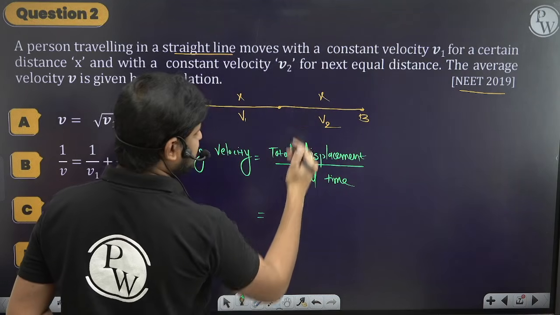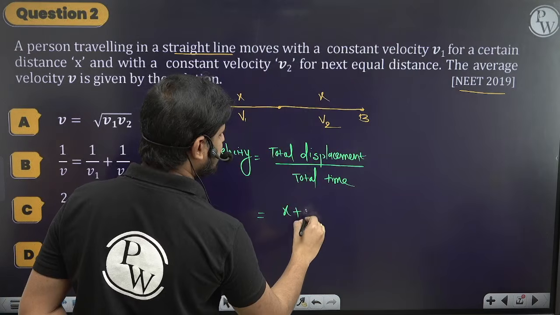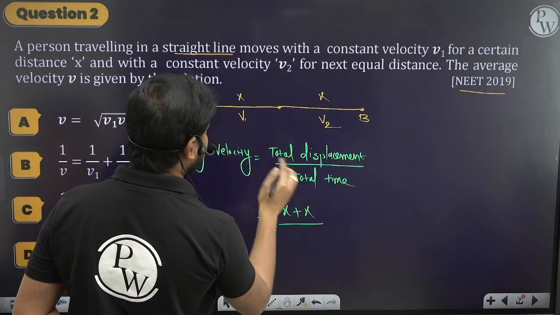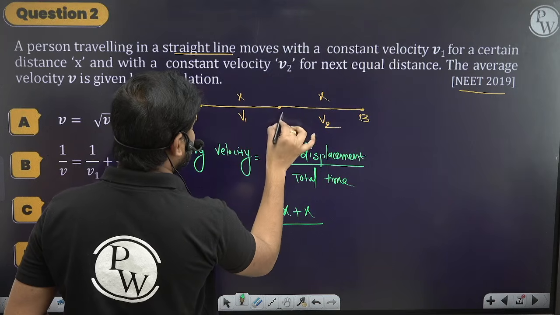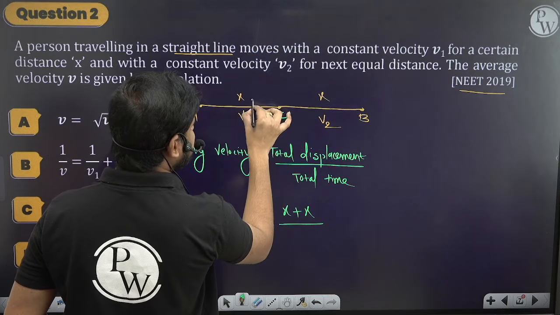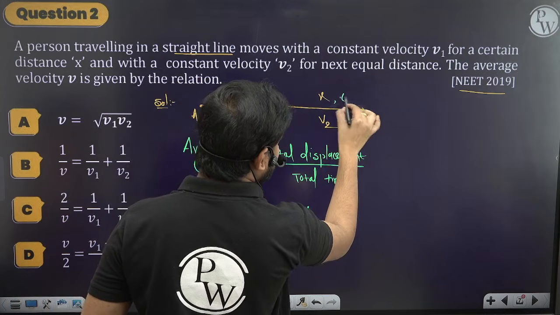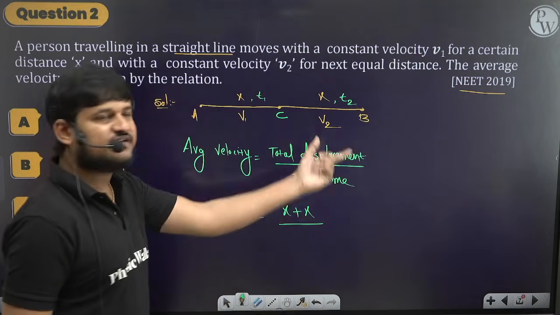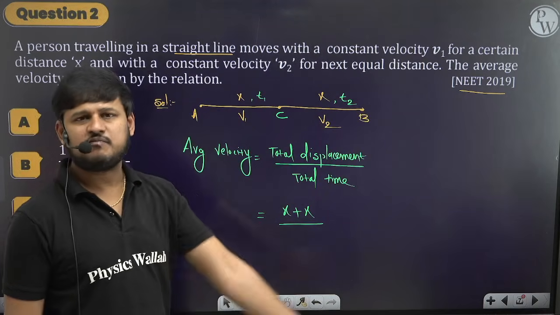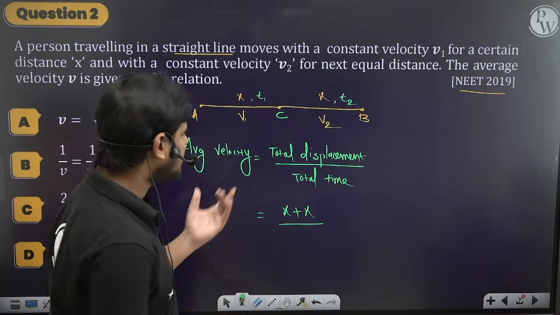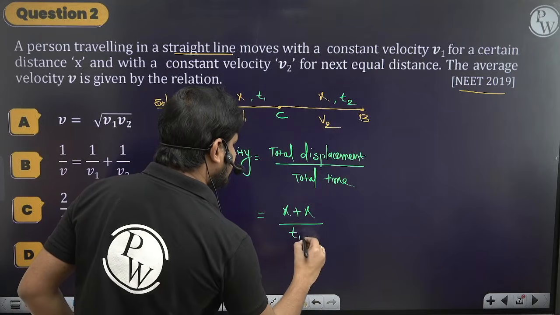So x plus x, the body is covering x plus x distance by time. So here from A to C, let's suppose it is taking some time t1. Then C to B, it's taking some time t2, because it's maintaining different velocities, right? Time will obviously change, right? So now the time, let it be t1 plus t2.